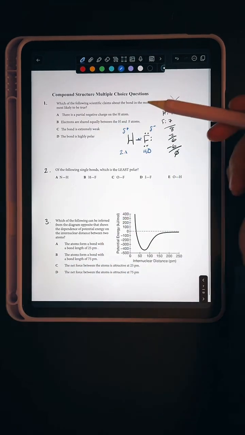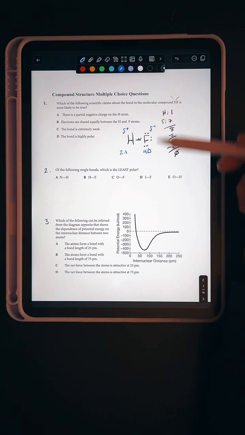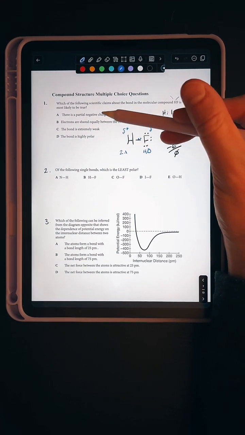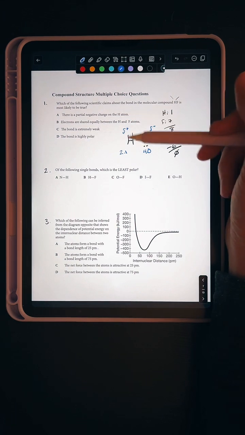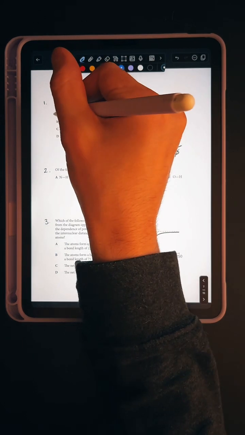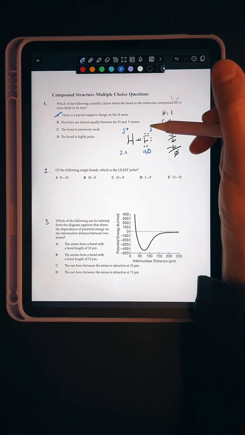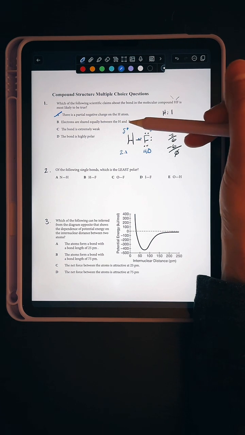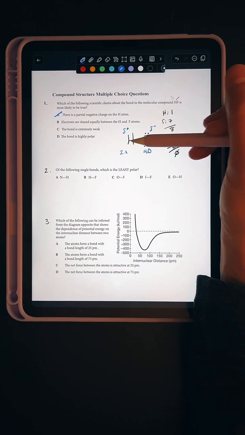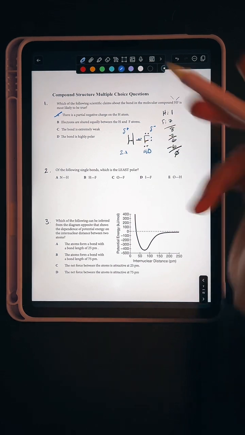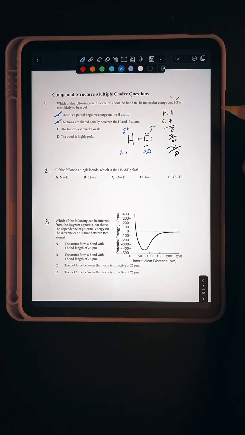And so here, this is sort of the setup of what HF is looking for. If we go through these answers, there's a partial negative charge on the hydrogen atom. Well, we just determined that it was a partial positive charge, so we can go ahead and cross that out. Electrons are shared equally between the hydrogen and fluorine atoms. They are not shared equally, right? Because that fluorine is pulling those electrons closer to it. So that one is also not correct.